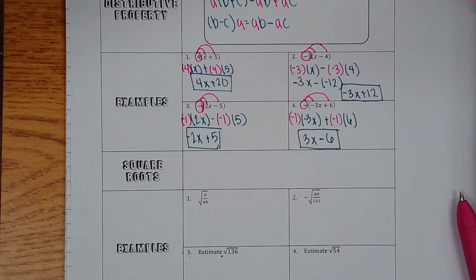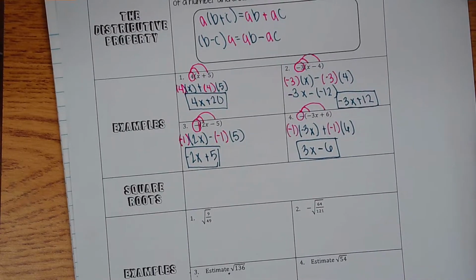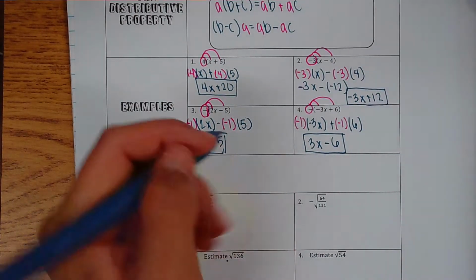That's the distributive property. Okay, let's talk about square roots. All right, so squares, right? It's when you raise something to the second exponent.